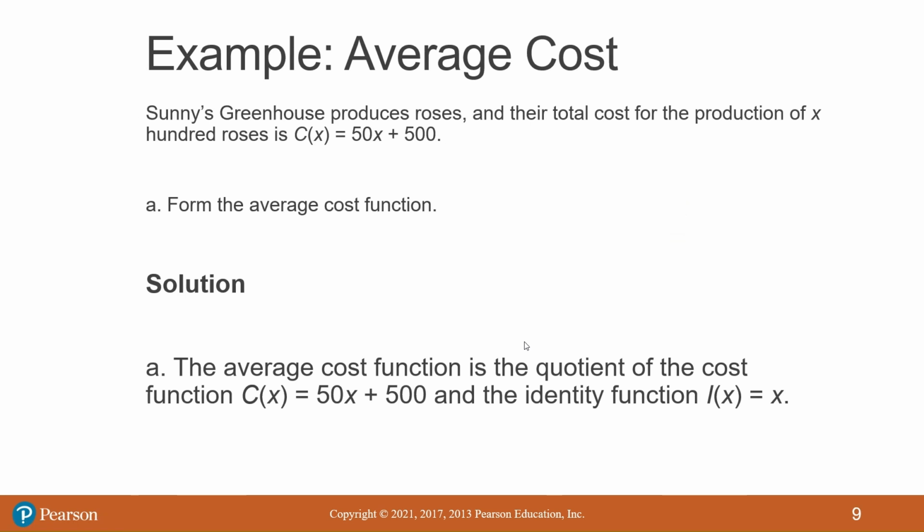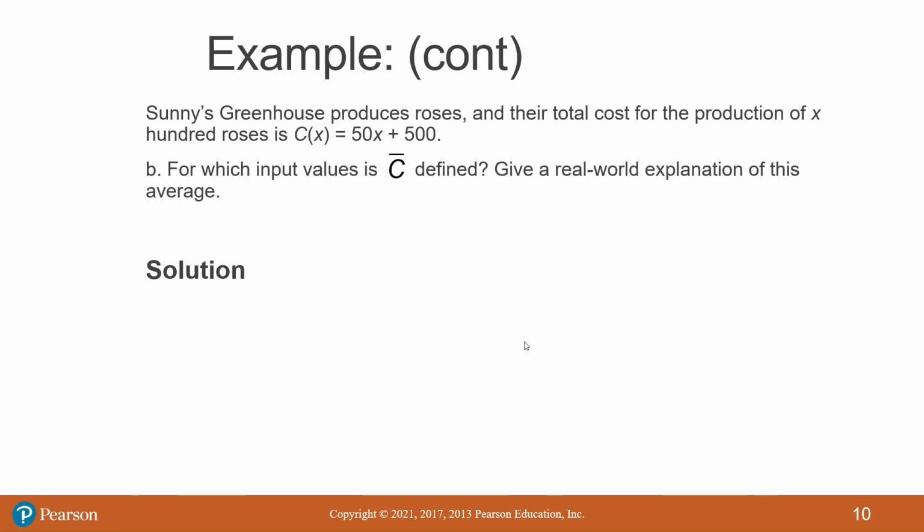So the average cost function is the quotient of the cost function C of x, which in this case is 50x plus 500, and the identity function I of x, which is x. So essentially, C bar, which stands for the average of the C of x function here, is just (50x plus 500) over x. All I did was divide the total cost by the number of items that were produced. In this case, we're talking about roses.